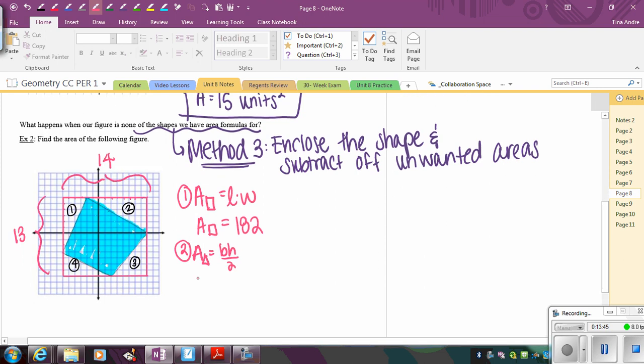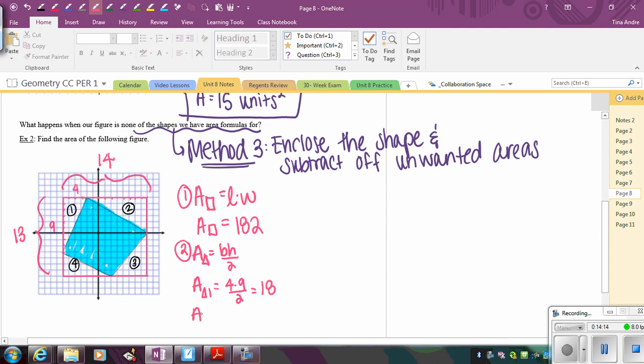So for the first triangle here, I'm just going to write area of triangle 1. I have a base of 1, 2, 3, 4, and then a height of 1, 2, 3, 4, 5, 6, 7, 8, 9. So it's going to be 4 times 9 over 2. And remember, it doesn't really matter the order here that you put the base and the height in. It doesn't make a difference. So I multiply that, I get 36 divided by 2, which is going to be 18.